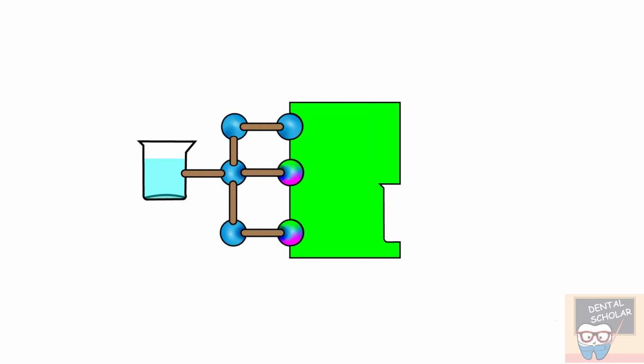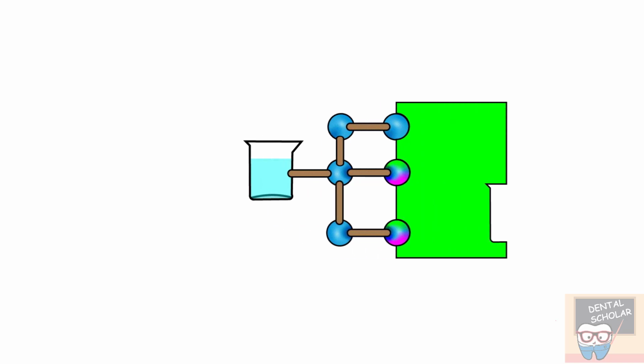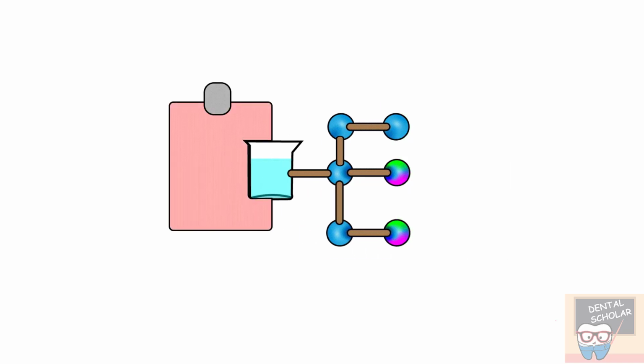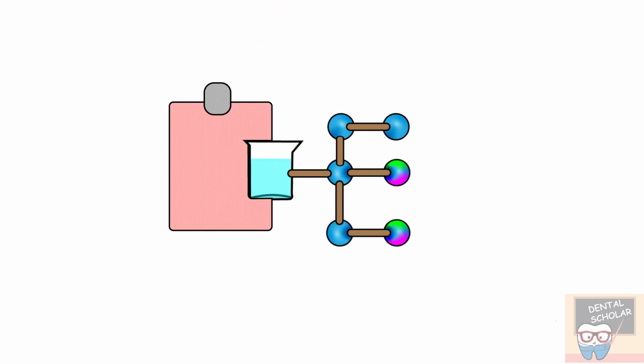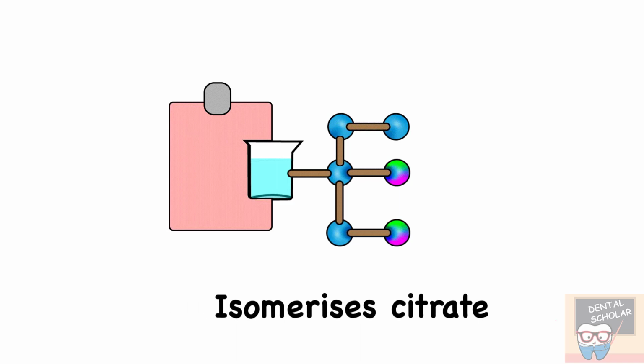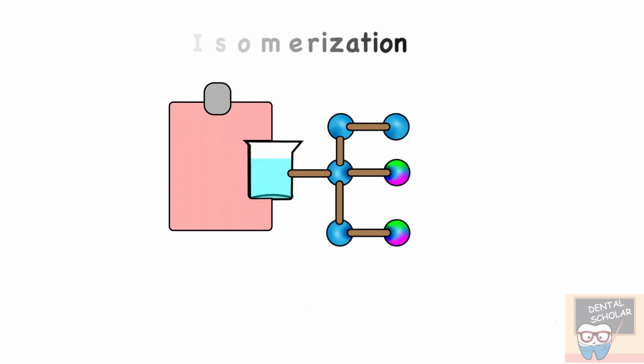Now this citrate synthase enzyme transfers citrate directly to the enzyme of the second step, that is aconitase. So remember, between the first and second step, the substrate is not released in the cytosol. It is directly transferred from citrate synthase to aconitase. So in the second step, aconitase isomerizes citrate. So second step is an isomerization reaction.